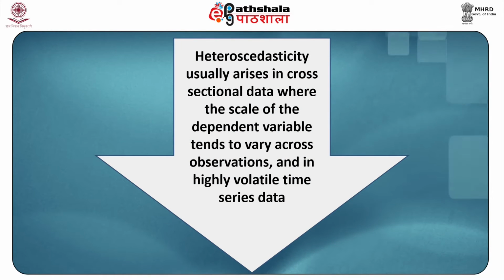Heteroscedasticity basically is a result of a data generating process that draws disturbances for each value of the independent variable from distributions that have different variances. It also implies that dispersion of the dependent variable around the regression line is not constant. Heteroscedasticity usually arises in cross-sectional data where the scale of the dependent variable tends to vary across observations and in highly volatile time series data.